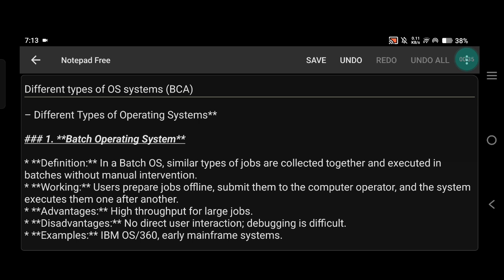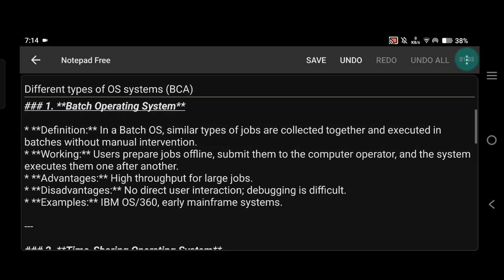Definition: in a batch OS, similar types of jobs are collected together and executed in batches without manual intervention. Working: users prepare jobs offline, submit them to the computer operator, and the system executes them one after another. Advantages: high throughput for large jobs. Disadvantages: no direct user interaction. Debugging is difficult. Examples: IBM OS 360, early mainframe systems.